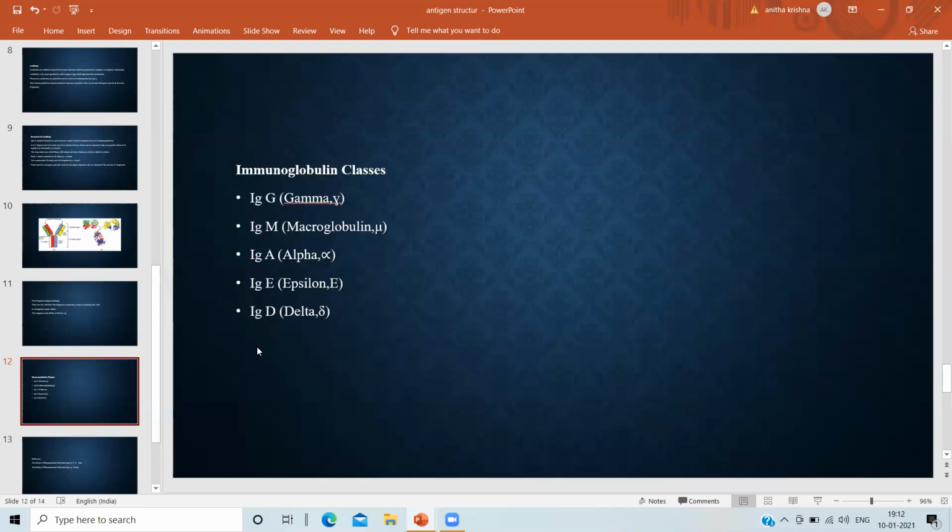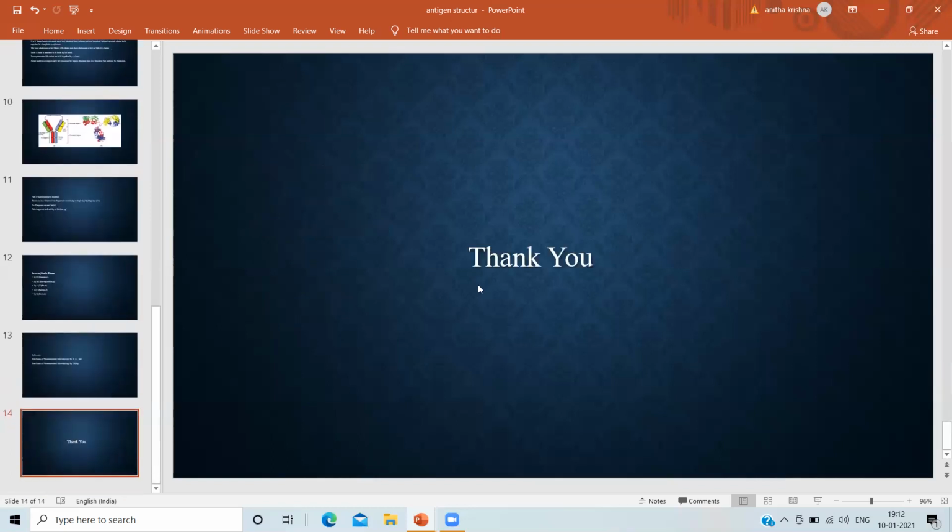Now talking about IgD, that is delta. Its molecular weight is 180,000 Daltons, and it is present on the surface of B lymphocytes and serves as a recognition receptor for antigens. When we were dealing with humoral immunity, I told you that these are the mostly involved Igs present on the surface of B lymphocytes to recognize the antigens. So these IgDs help in recognizing your antigens. So that is about your antibodies.